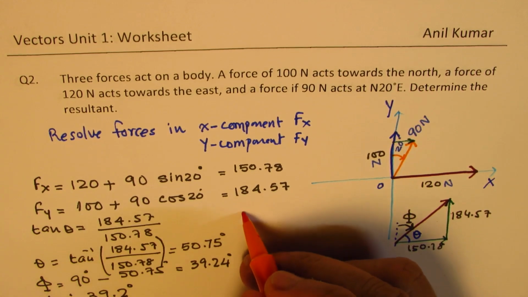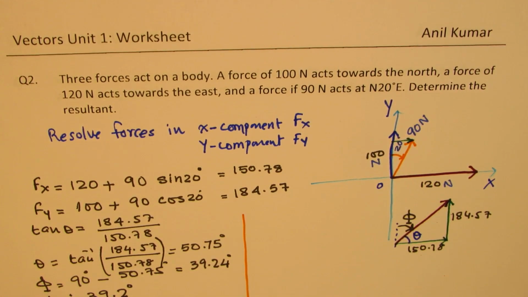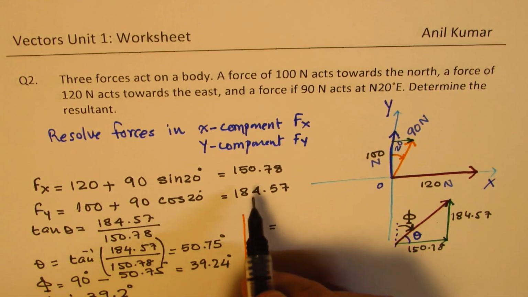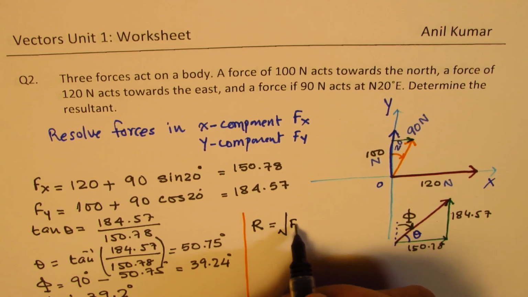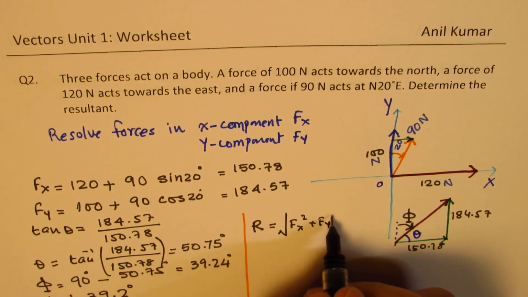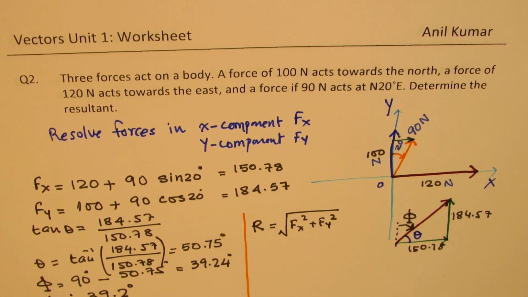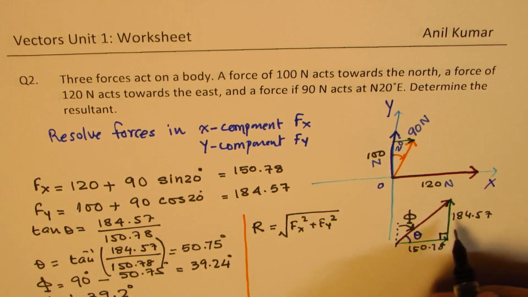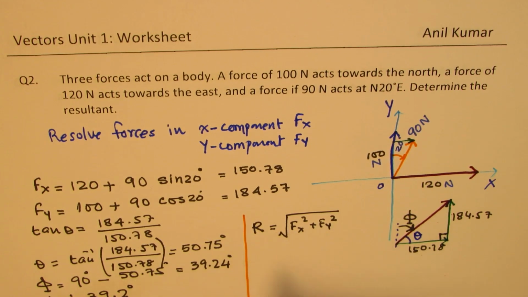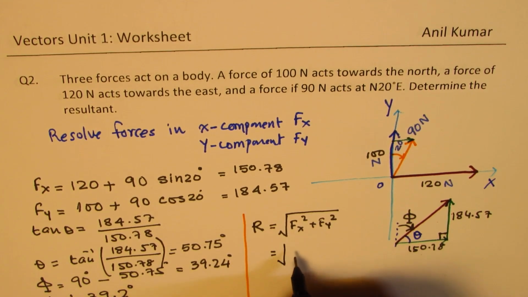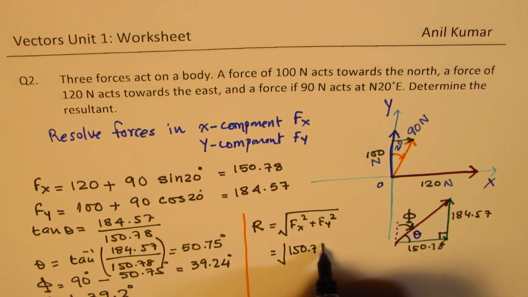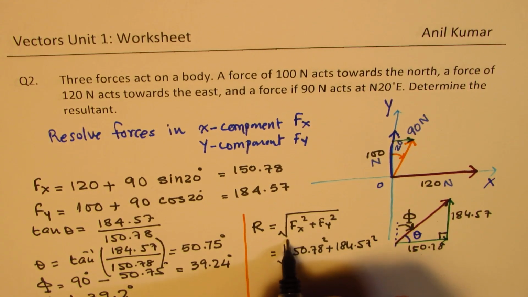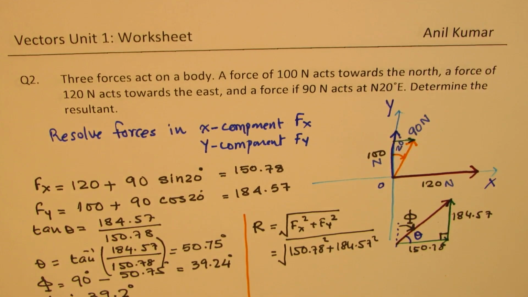Now let's also find the magnitude of the resultant. So the resultant force will be what? These are the two components, right? So it is square root of f of x square plus f of y square, since this is a right triangle. We got x and y components, theta. So for this right triangle, it will be f of x square plus f of y square, and that is 150.78 square plus 184.57 square, square root. So let's do this calculation.